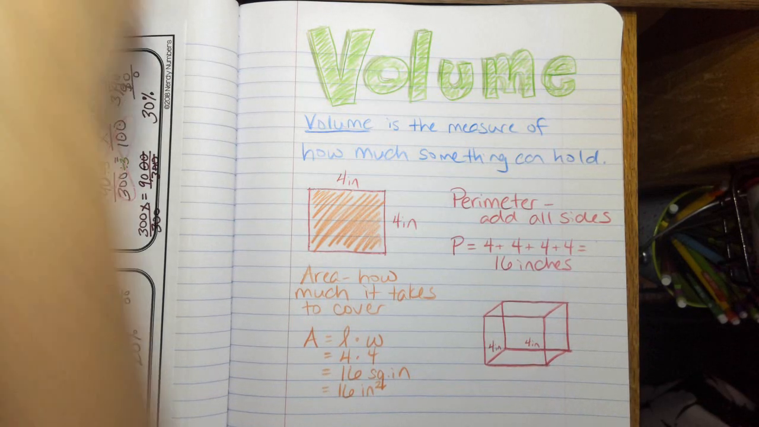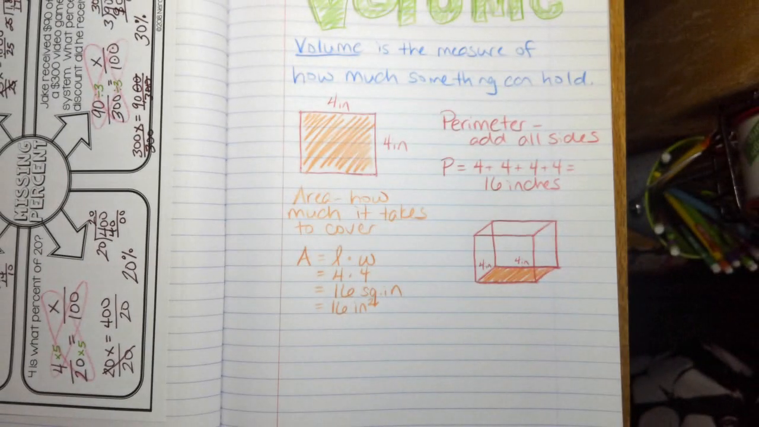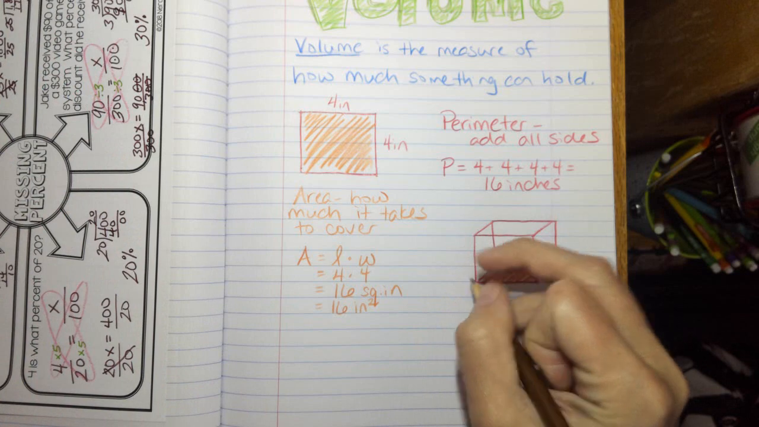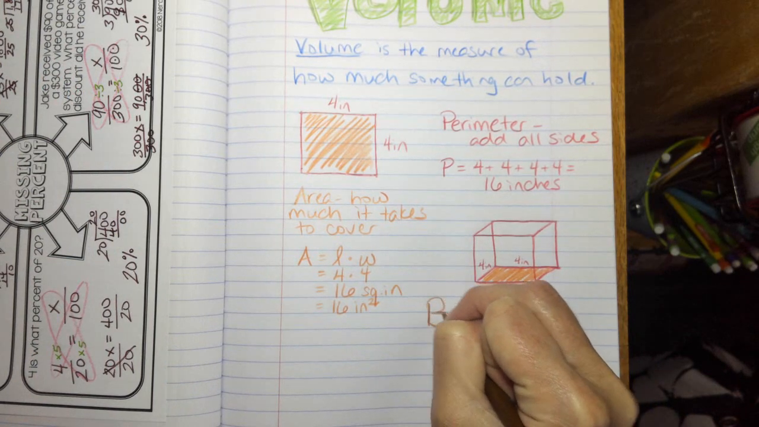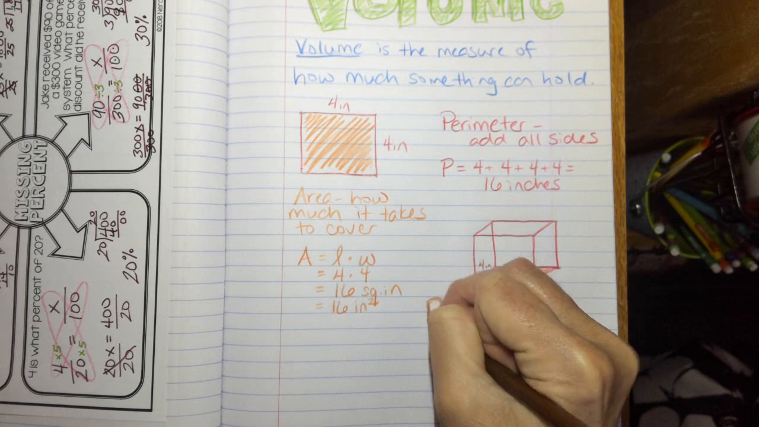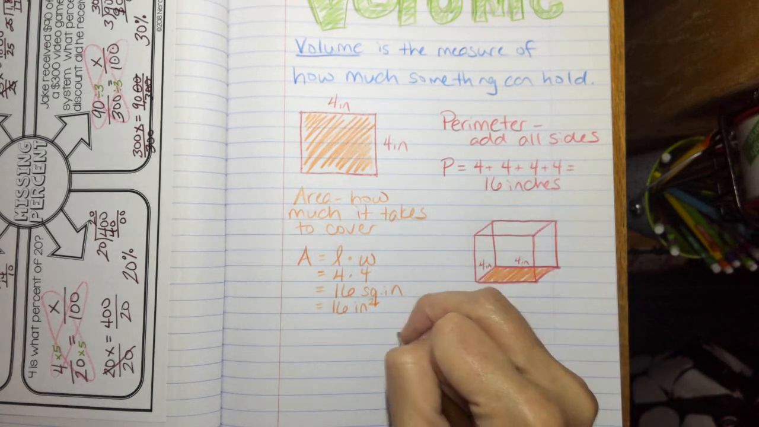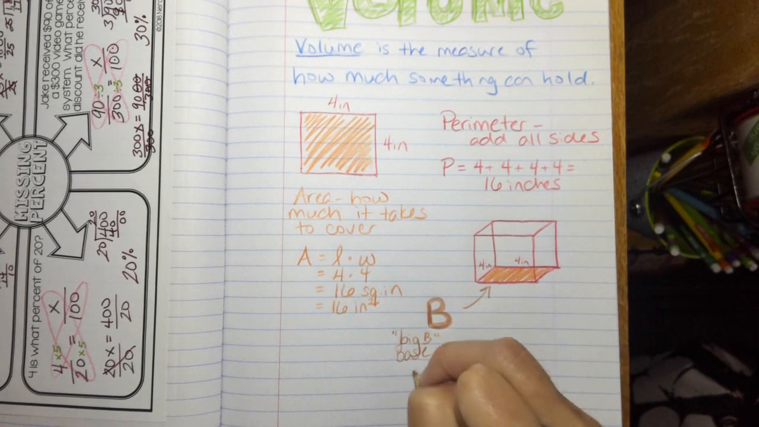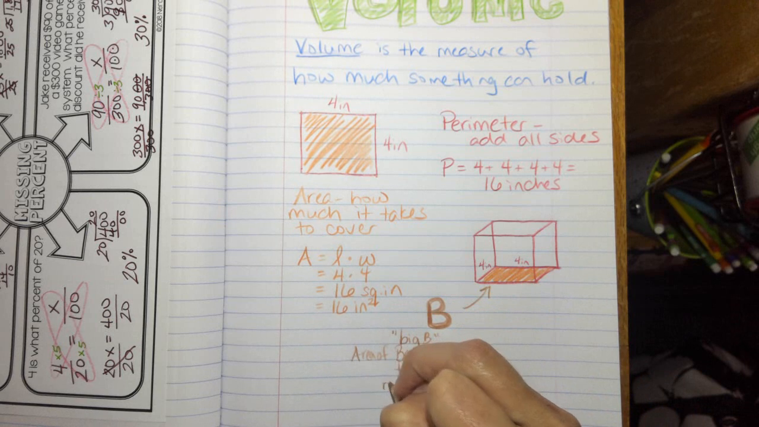So I take this area that I've already found, okay? And because it is the base of my cube, I give it a new name. I call it the base, and I'm going to use a capital B, okay? And I'm going to try to make this B stand out as much as I can, okay? Because we're going to come back to this. So this is big B, which is the area of the base of the rectangle.